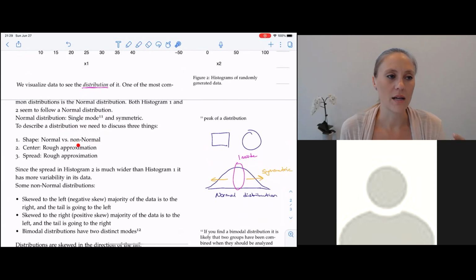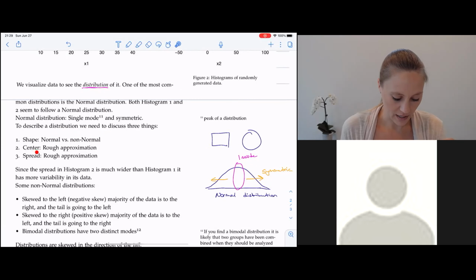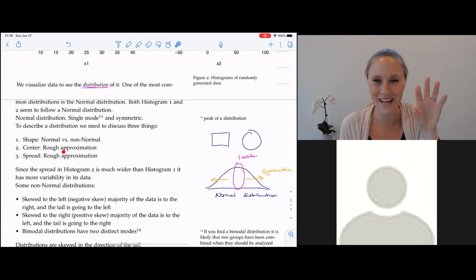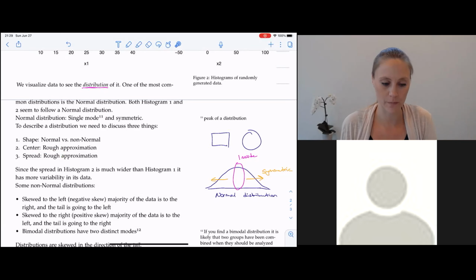Okay. And we'll talk more about non-normal distributions in a little bit, but the center is just a rough eyeball approximation. You're just glancing at roughly where it is centered, right? Where is most of your data centered? And then the spread, again, a rough approximation. Later on, we're going to have numerical measurements for these. So this is just at a glance, looking at a graph and trying to pull out some information.